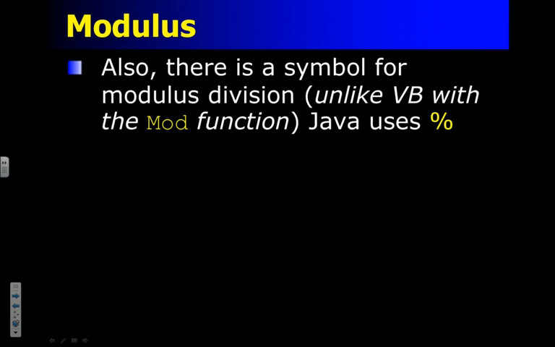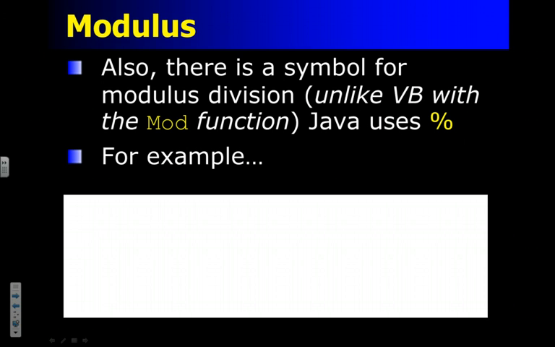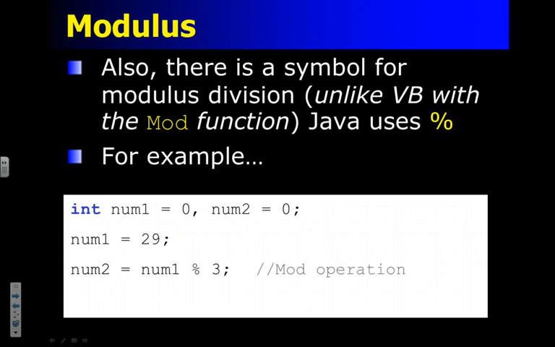Okay, modulus means that when it does the division, it does not give you the answer of the division. It gives you the remainder, which you may remember back in the days when you first learned about division. It's something that you get when you do a division. So, for example, what's 29 divided by 3?